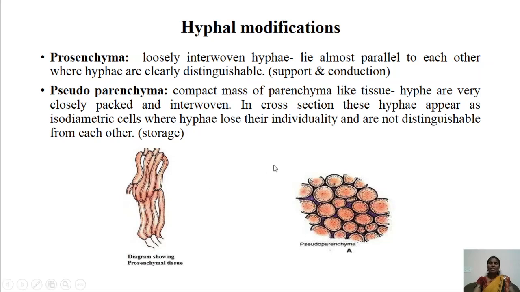Then coming to the second example of hyphal modification, that is pseudoparenchyma. Pseudoparenchyma is a compact, massive, parenchyma-like tissue. It is called pseudoparenchyma because it is not exactly parenchyma, but it looks like parenchyma, hence the name pseudo, meaning false parenchyma. Here the hyphae are very closely packed and interwoven. In cross section, these hyphae appear like isodiametric cells, where the hyphae lose their individuality and are not distinguishable from one another. This modification is mainly for storage of food material.